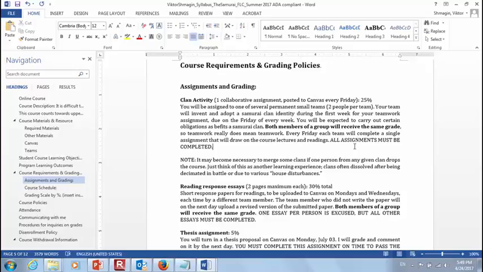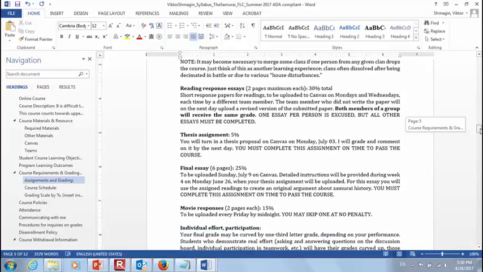And note, it may become necessary to merge some clans if one person from any given clan drops the course. Just think of this as another learning experience. Clans often dissolved after being decimated in battle or due to various house disturbances. That was a very bad word in samurai life, house disturbance, chaos. And if there should be a clan of three people, we'll make that work as well.